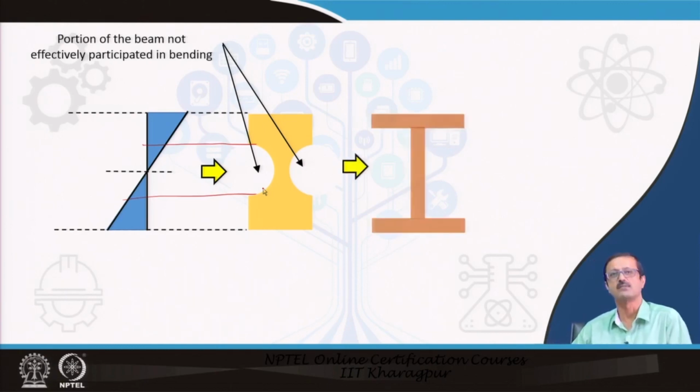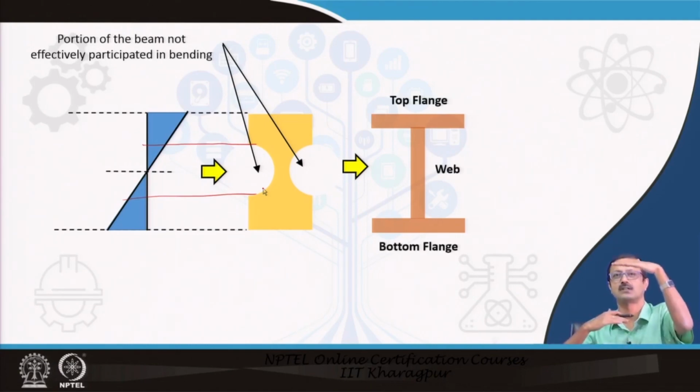Eventually, steel gives us some kind of solution. In steel we can have an I beam, it is called the joist. This is also called the rolled beam, and very popularly called the I section. It looks like the English letter I, and in this there are two flanges, top and bottom. They are called the flanges, and the central portion connecting the flanges is called the web.